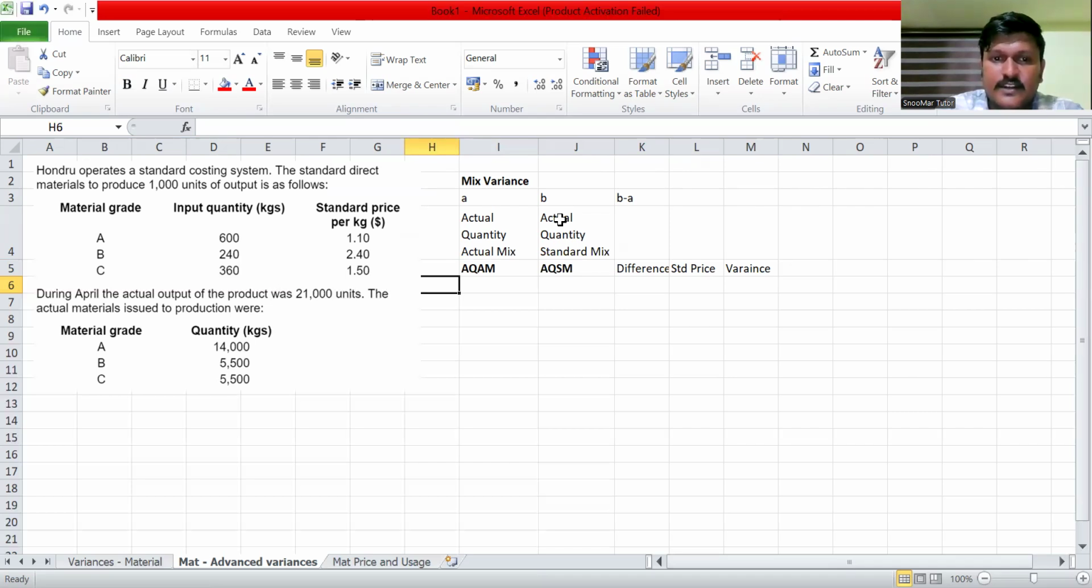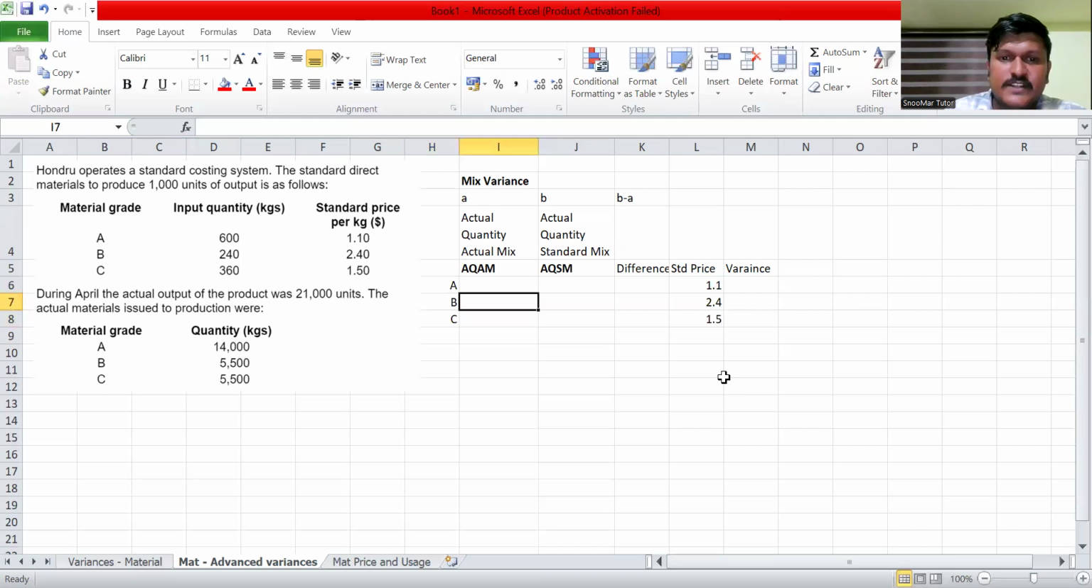So these things we can look and understand. You got your standard price over there, so I can just note it down over here. I have three raw materials, A, B, and C. And for A, B, and C, I got the standard price directly: $1.10, $2.40, and $1.50.